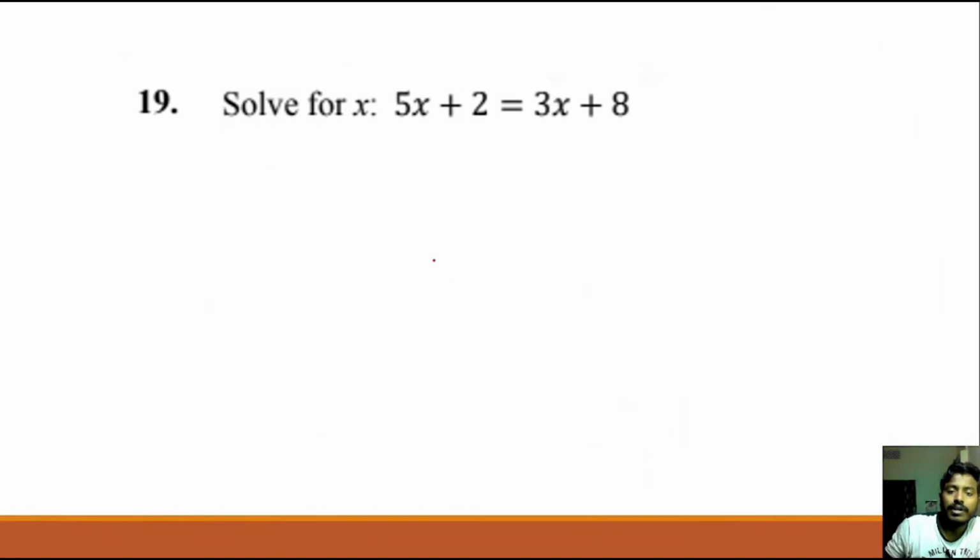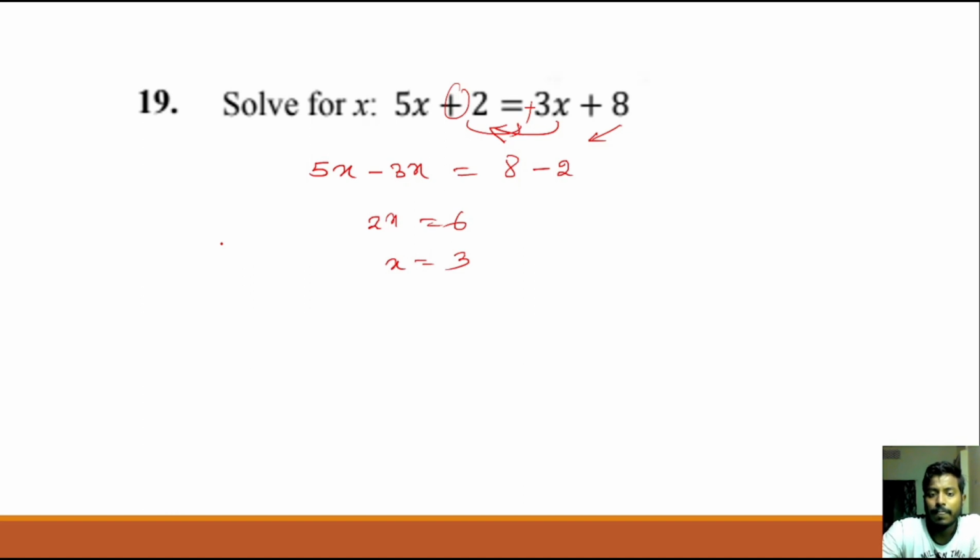Solve for x. Okay, first rearrange, that is 5x minus 3x equal to 8 on the right side. Here is plus; when it goes to the right side, it becomes minus. So 5 minus 3, that is 2x, is equal to 6. x equal to 3. Or 6 by 2 equal to 3.